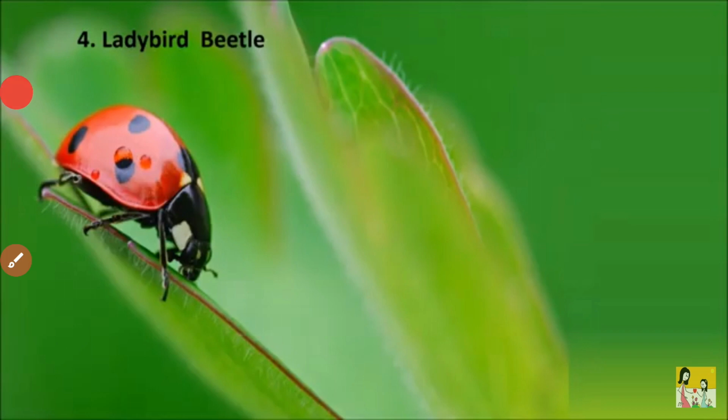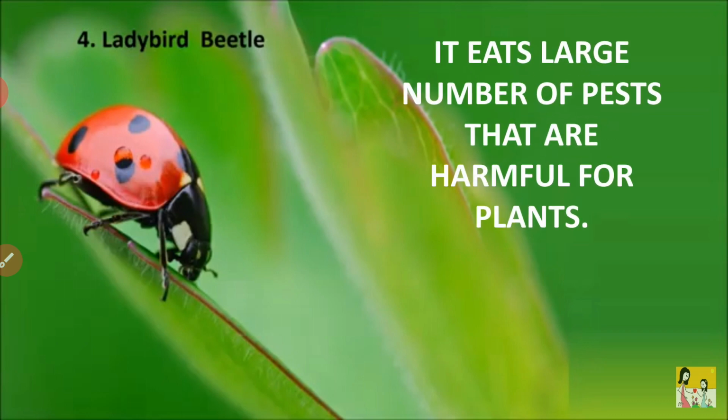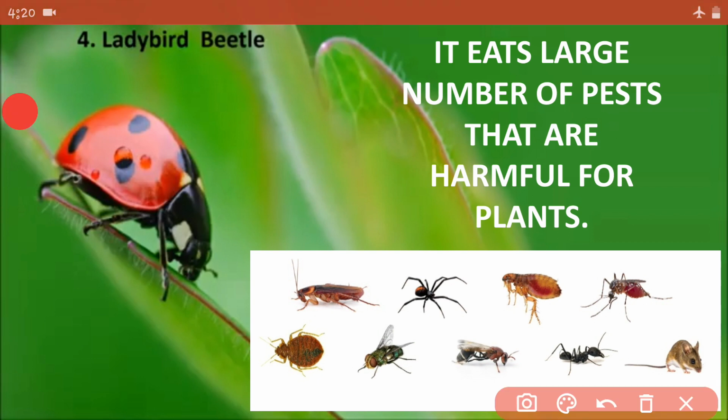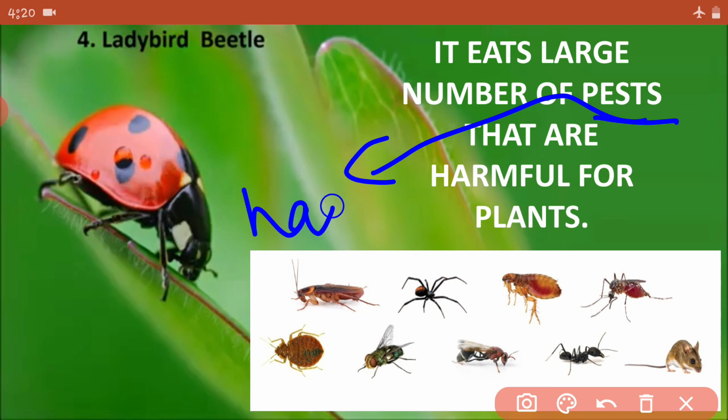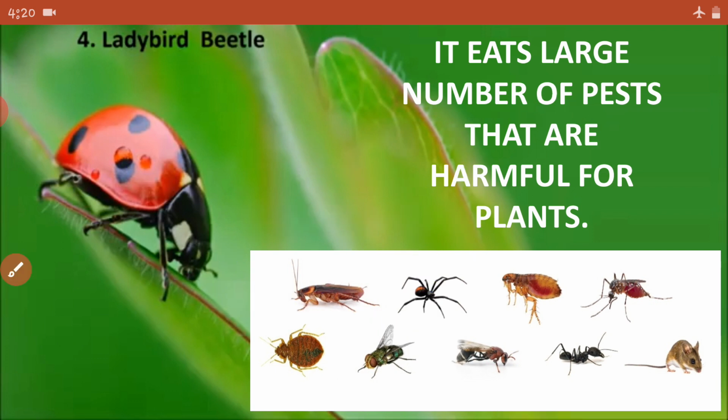See here, the next useful insect is the ladybird beetle. Yes, the ladybird beetle eats a large number of pests that are harmful for plants. So these pests are eaten by the ladybird beetle. So that is why it becomes a useful insect for us. What is the meaning of pest here? Pest means harmful insects. So the ladybird beetle eats harmful insects, that is why it becomes a useful insect for us.